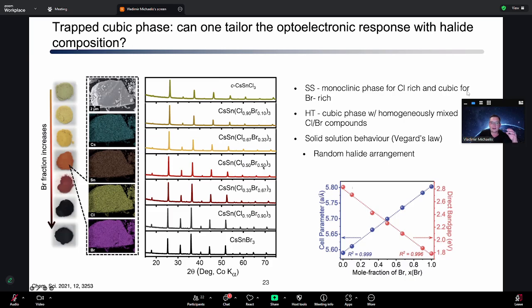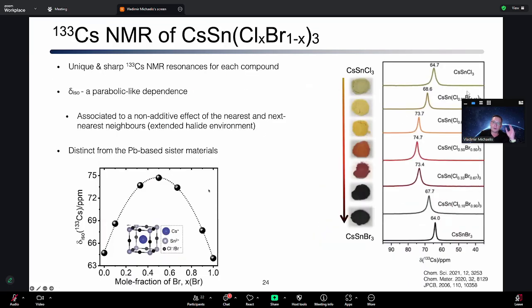Now, what does the NMR tell us? This is kind of interesting. What we saw is instead of seeing this really nice clear shift like we saw in the lead, you have this parabolic chemical shift with cesium NMR. So what ends up happening is when you have a chlorine-rich phase and you go to 50-50 bromine, you see a change and you can say, okay, this might be due to the unit cell expanding. But then all of a sudden you have this contraction again where it comes back. And the idea behind this is it's a non-additive effect of next nearest neighbors. But there's something else going on.